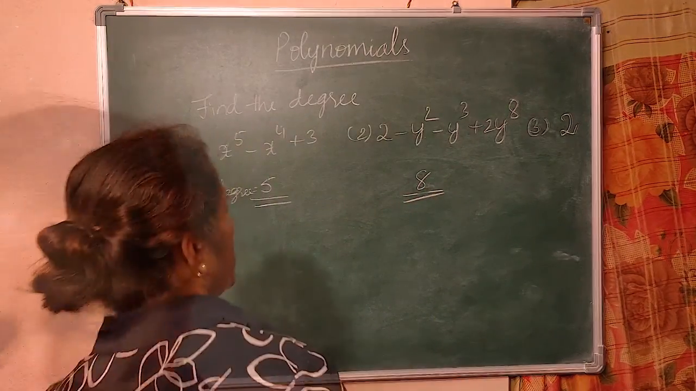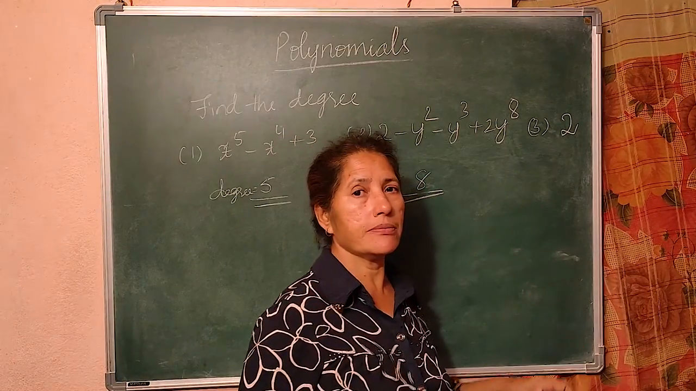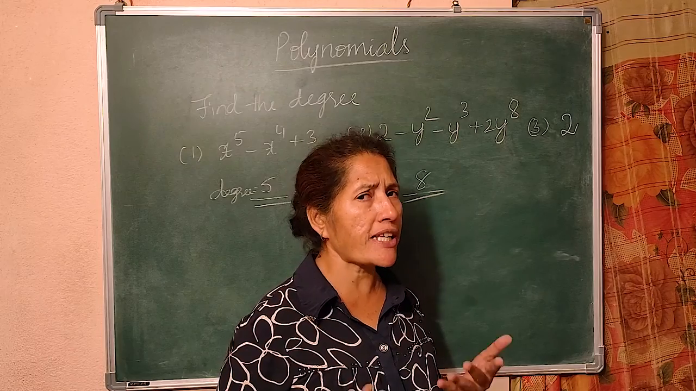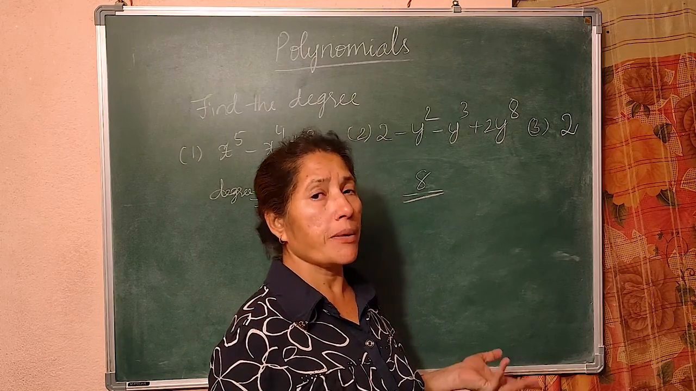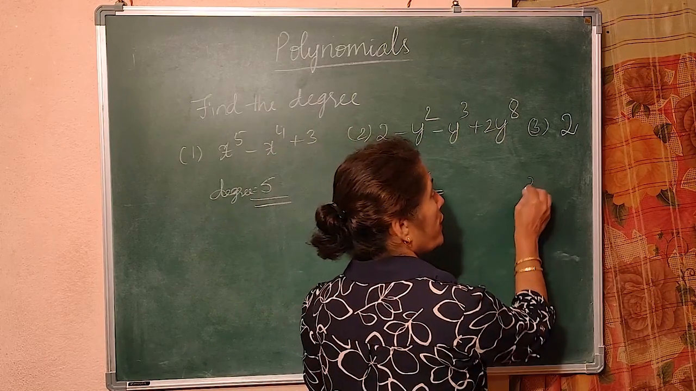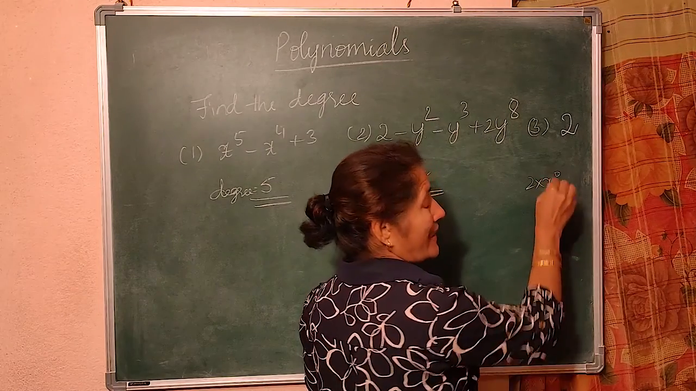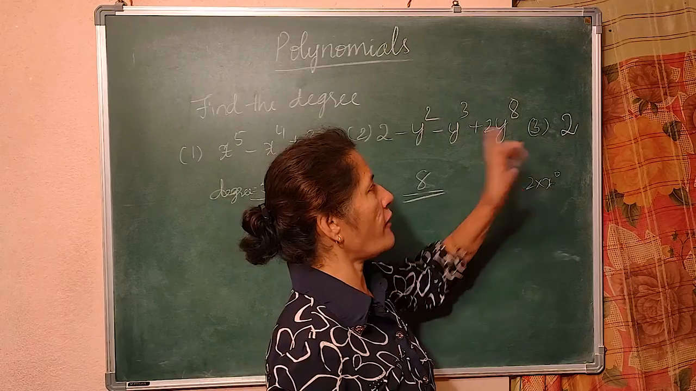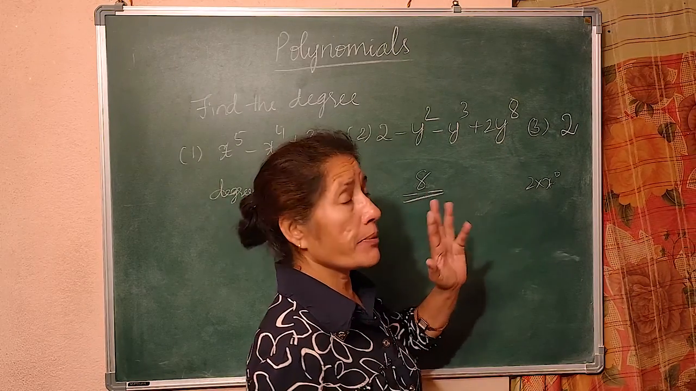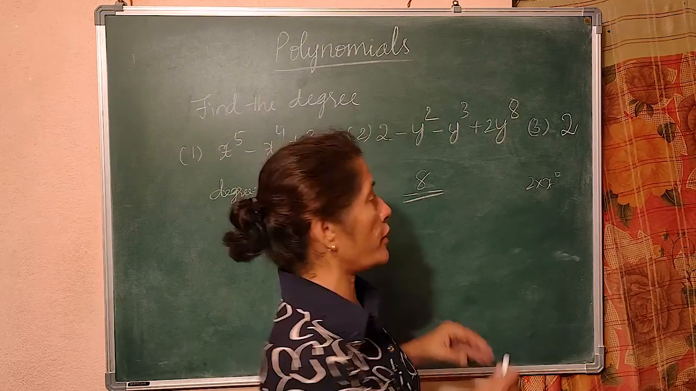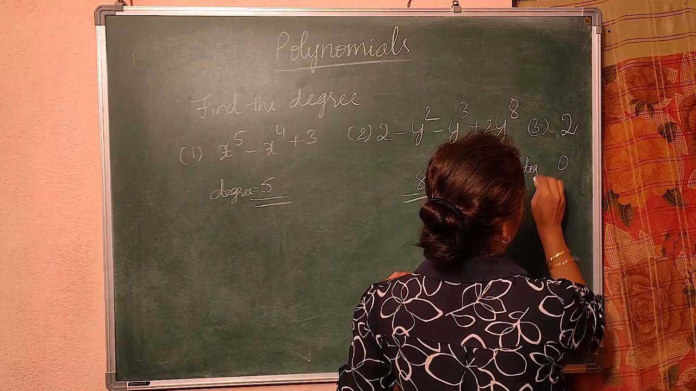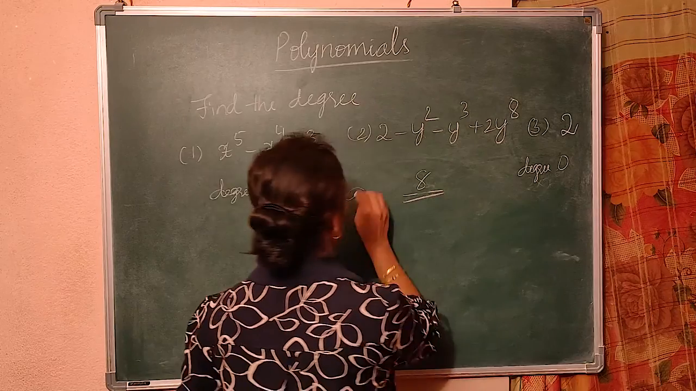Understand? Here, the number 2. What type of polynomial? Constant polynomial. What is the degree? 0. Because 2 I can write as 2 into x to the power of 0. I explained like that, so you need not explain all that. But what is the degree of this 2? 0, because it is a constant polynomial. So degree is 0. I hope you understood.